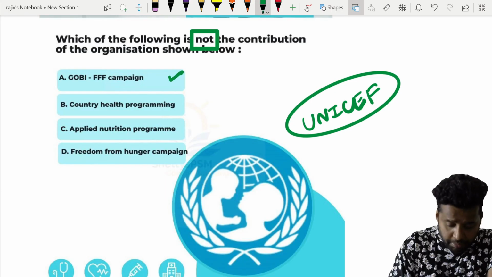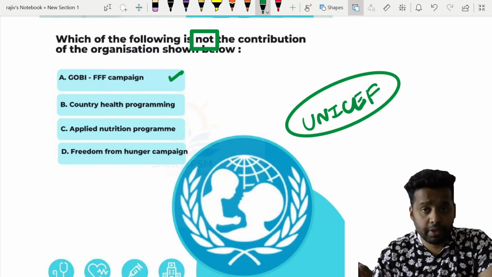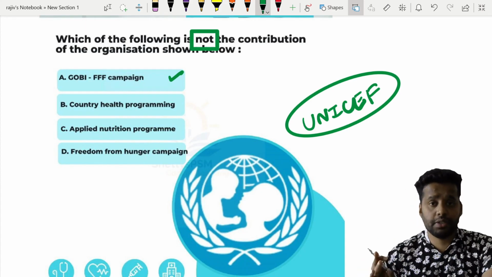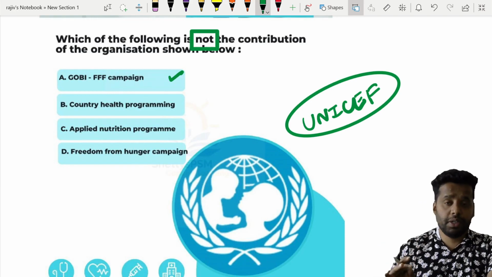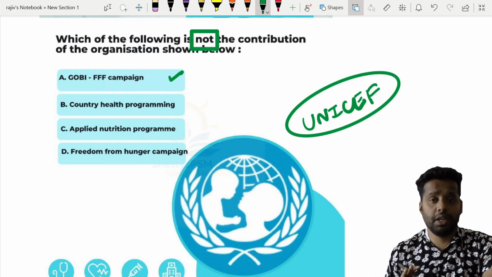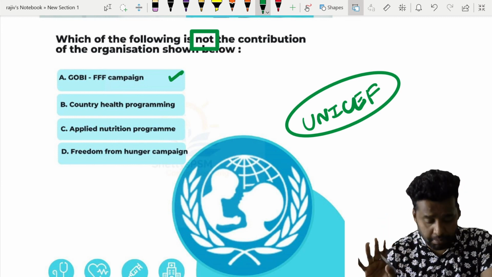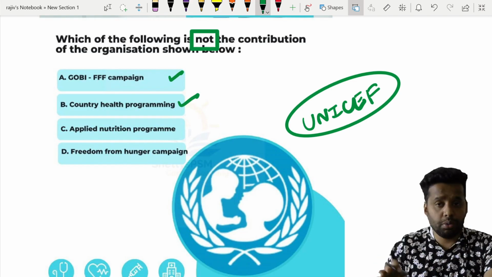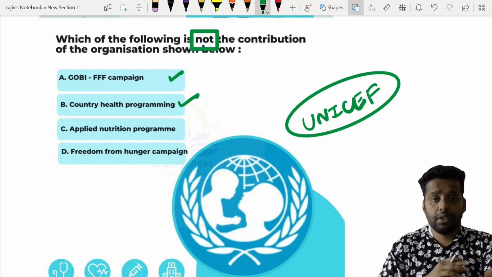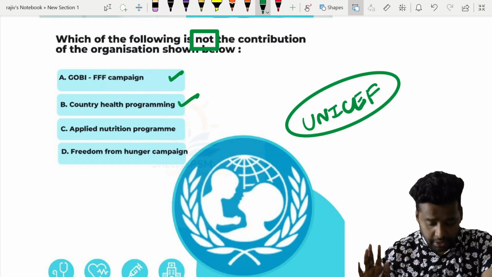GOBI Triple F campaign is a part of that. Yes, correct. What is GOBI? Growth charts, ORS, breastfeeding, immunization, and Triple F: food supplements, family planning, and female empowerment. Country health programming means it is related to the overall development of a child, starting from birth till the adolescent phase.